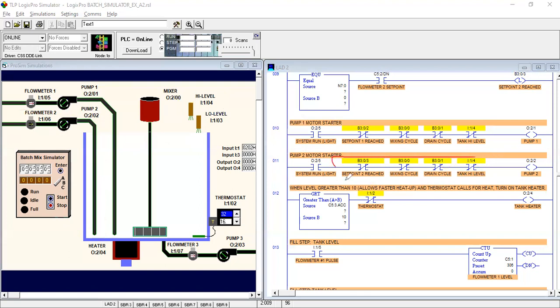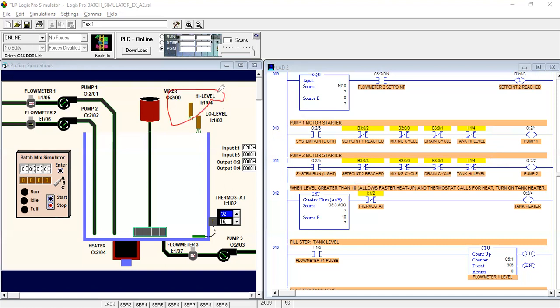So these we will take as NC instructions, and this one we will take as an NO instruction. And these are also taken as NC instructions. Why are we taking the NC instruction?